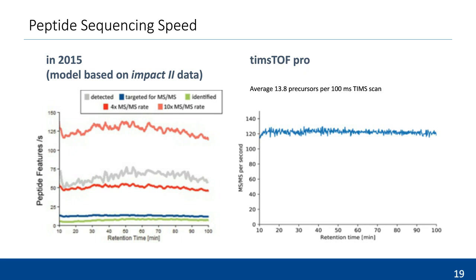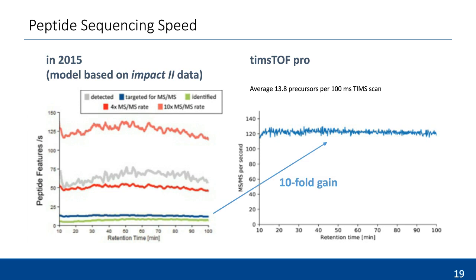Using a 100 millisecond TIMS ramp, we end up with about 14 precursors per TIMS ramp, which translates into an average sequencing rate above 100 hertz over the entire gradient. And this is data from a human cell lysate.